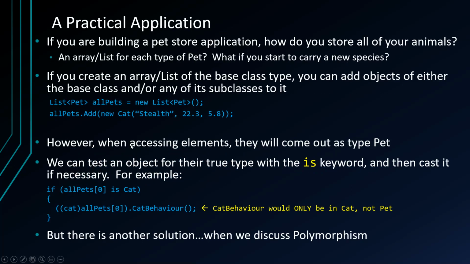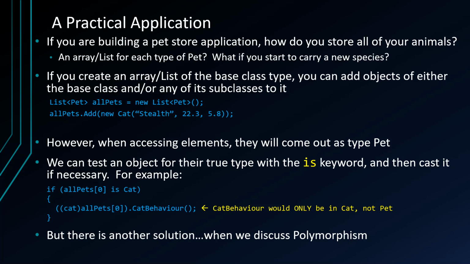So here's a practical application, or the idea of a practical application. If you're building a pet store application, which we plan on doing, how do you store all your animals? Do you store them as an array, or a list of each type of pet? So do I have an array of dogs, an array of cats, or a list of dogs and a list of cats? What if you want to carry a new type of species? What if all of a sudden you are also carrying birds or fish?